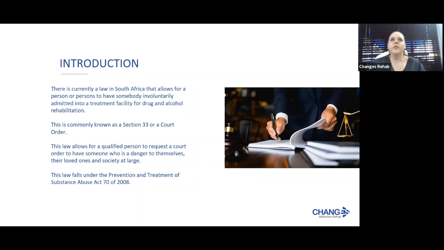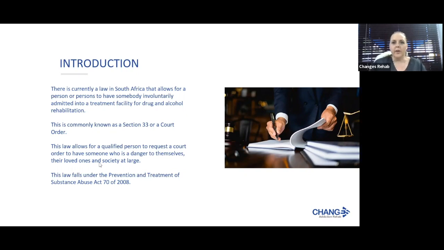What that law allows is that any qualified person can send a request to the court to have someone that is a danger to themselves, to their loved ones, and to society admitted. It's under the Prevention and Treatment of Substance Abuse Act 70 of 2008. I'm not going to go too much into the nitty-gritties of where it is and what page it's on, because it's a very big act with quite a large coverage. Specifically, what I'm going to focus on in terms of court orders for people with addiction is how the process works, and how you go about doing this for your loved one.